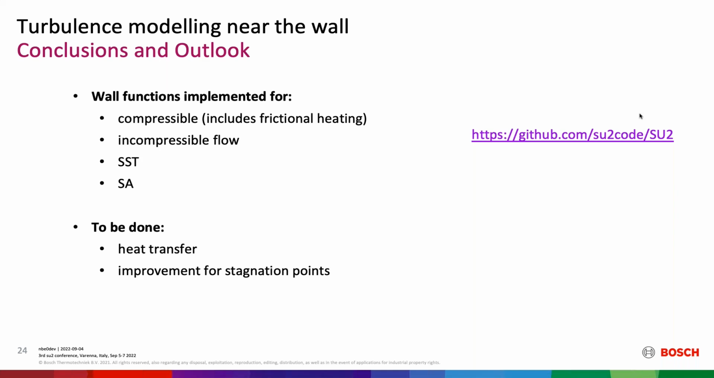So what is still to be done? I did show already some results for heat transfer, but that still has to be merged in the development version. And also, it's known from literature that these wall functions can also be improved when we have, let's say, more complicated situations like stagnation flow, flow separation, and reattachments. Now, thank you for your attention, and I hope you will all try out this new wall function model. Thank you very much.